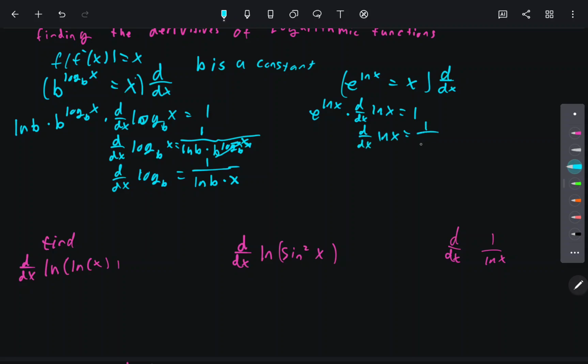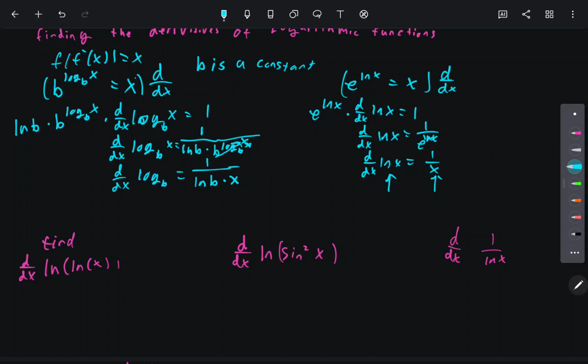So what we get is 1 over e to the natural logarithm of x. Well, if that's the case, then e to the natural logarithm of x, that's just 1 over x. And isn't that something really cool? This transcendental function here has a derivative that is a purely algebraic function.